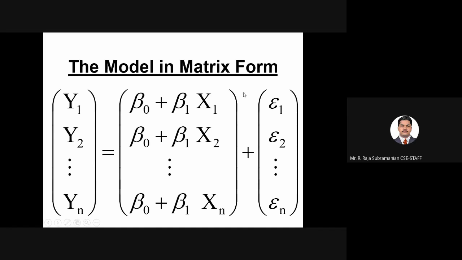Why? Because these estimates of beta naught and beta 1 are going to be done by the minimization of sigma, that is, the error term. With the minimization of the error term, I am going to estimate beta naught and beta 1. So I keep that separate.